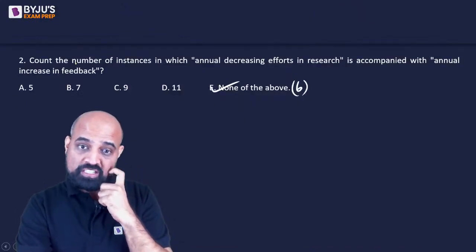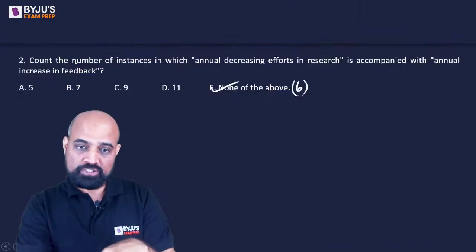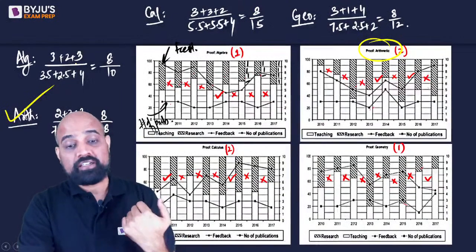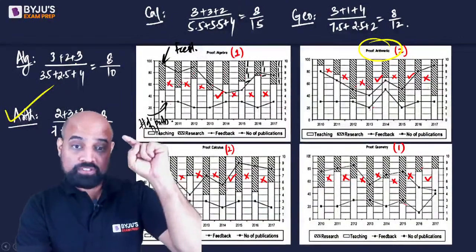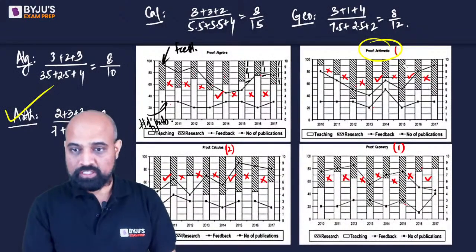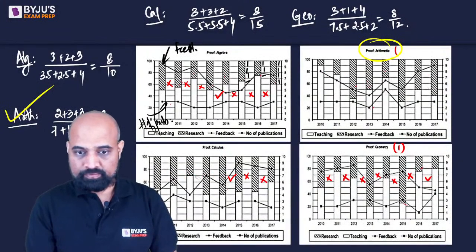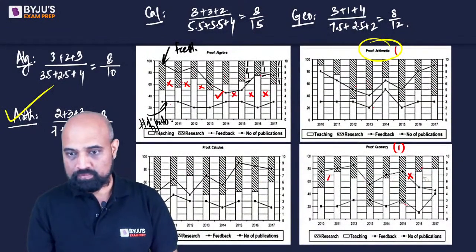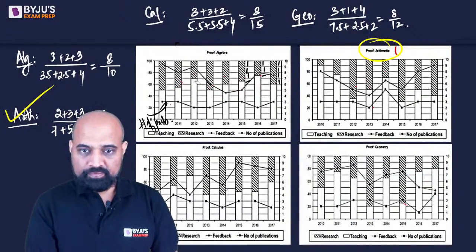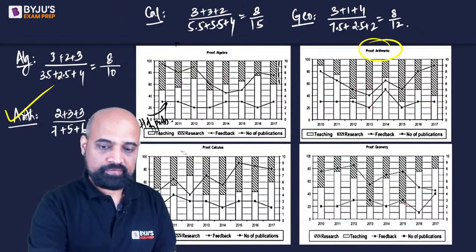Okay, let me just verify quickly if I did a mistake in the second question. Count the number of instances when annual decreasing efforts in research is accompanied with annual increase in feedback. Okay, I made a mistake here because the feedback one was the upper one, right? इधर गलती हो गया. All thanks to not the proper visibility, right?